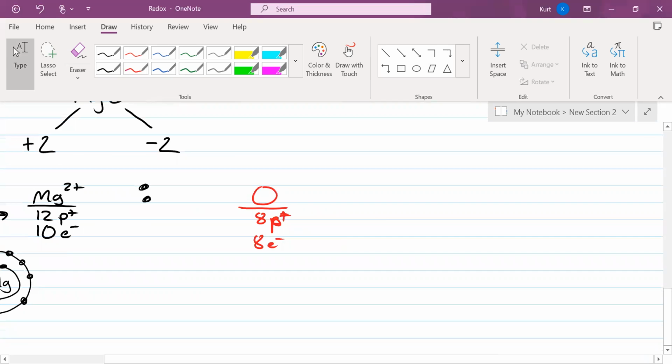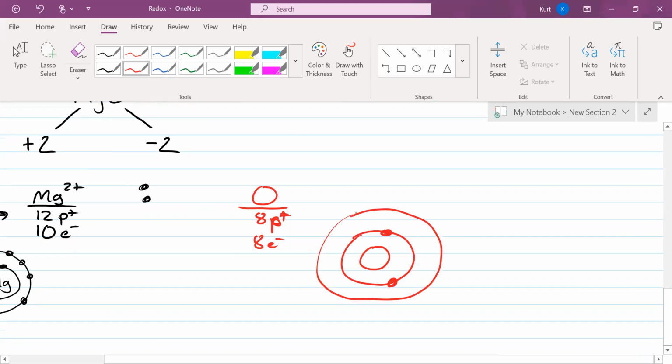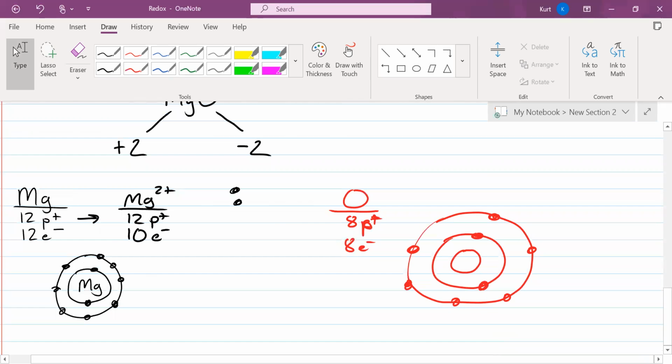So let's draw that out. Two on the first energy level. 1, 2, 3, 4, 5, 6 on the second energy level for a total of 8. Oxygen is not stable. It has 6 valence electrons. It needs 8. What would be easier for oxygen to do? Gain 2 more to stabilize its valence shell, or lose 6 to go down a level? Gain 2.